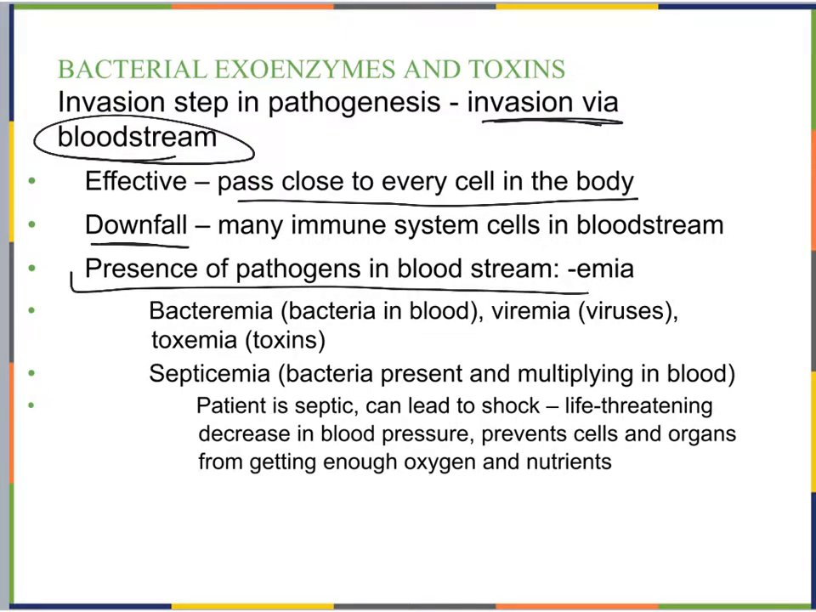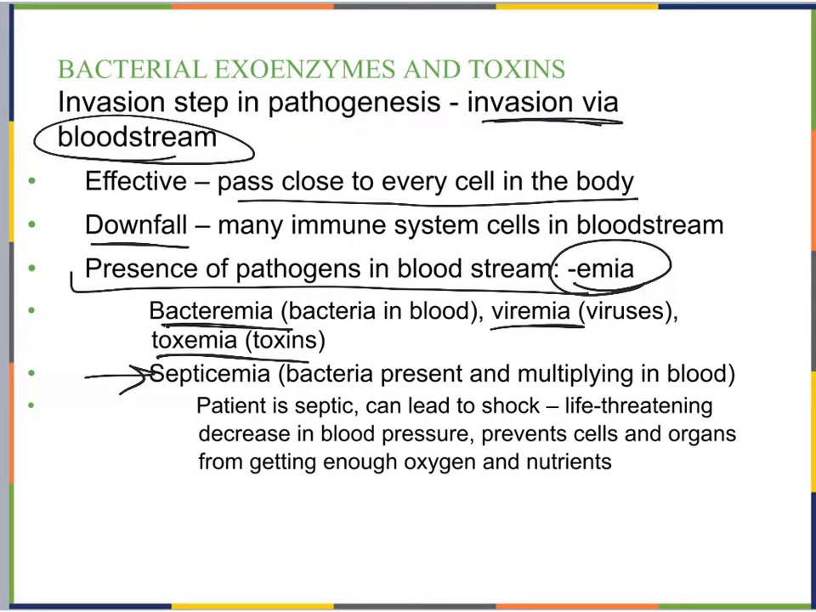If we have the presence of pathogens in the bloodstream, that's called -emia. That was actually on one of the tables that we looked at in a previous section. So bacteremia is bacteria in the blood, viremia is viruses in the blood, and toxemia is when you have toxins in the blood. And then we also have something called septicemia.